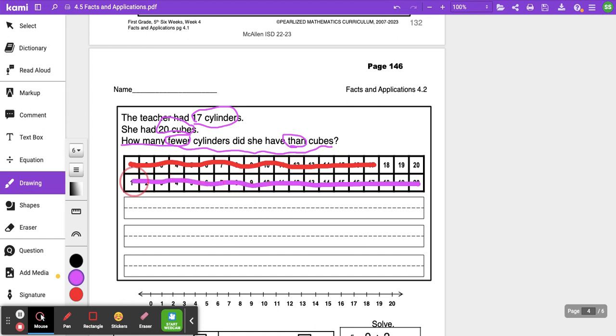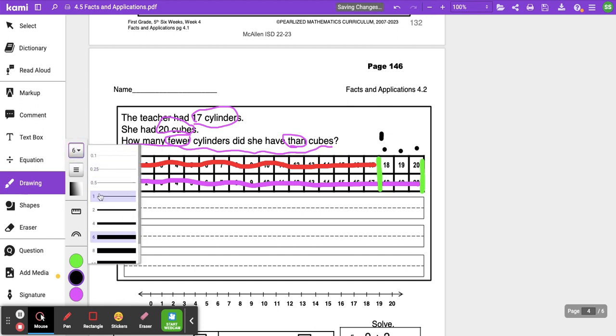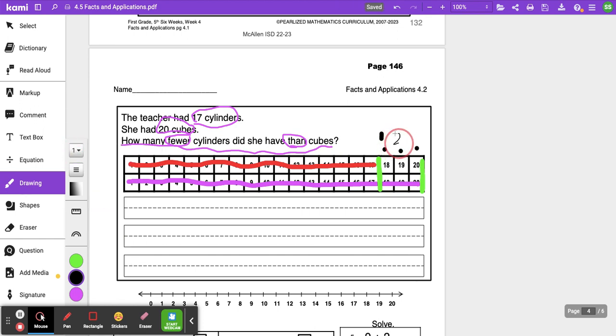Now let's look and see what is different. We want to compare. So here's the 20, and here is 17. Do you see what is different? There it is. How much is it different? This is 1, 2, 3 different. 1, 2, 3. So 17 and 3 more make 20.